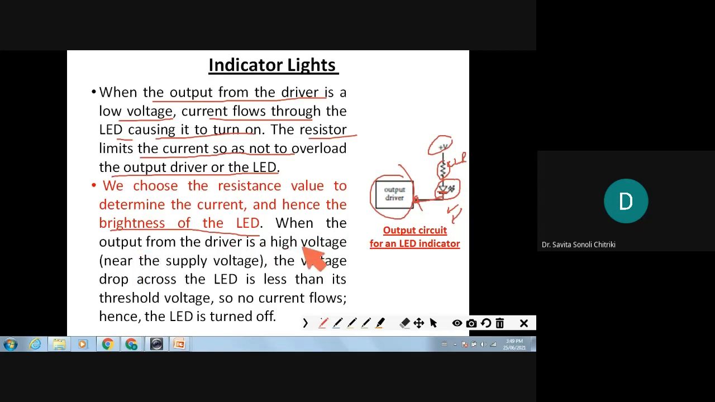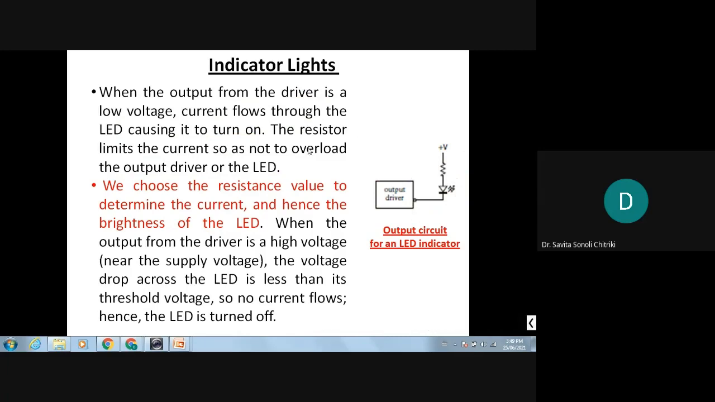When the output from the driver is high voltage near the supply voltage, the voltage drop across the LED is less than its threshold voltage. So no current flows, hence the LED is turned off. So this operation on the LED ಎಲ್ಲರಿಗೂ ಗೊತ್ತೈತೆ, turned off.